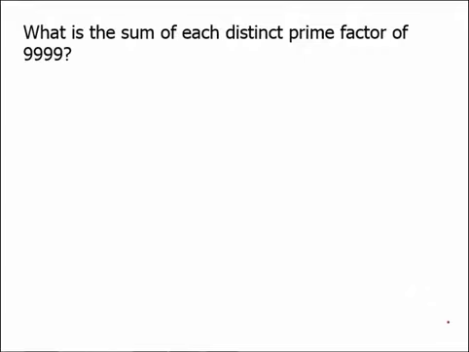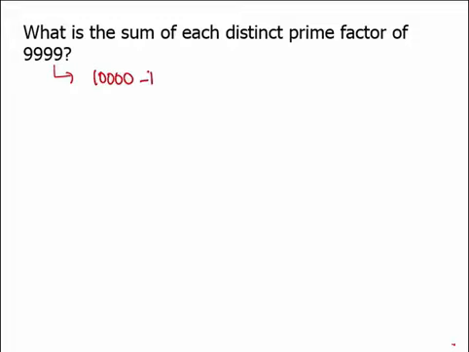Okay, what is the sum of each distinct prime factor of 9,999? So there are a few ways to think about this. One way would be to divide it by 9 and then to divide it by whatever else we could find. Another way to think about this, incidentally, is that this number is 10,000 minus 1.